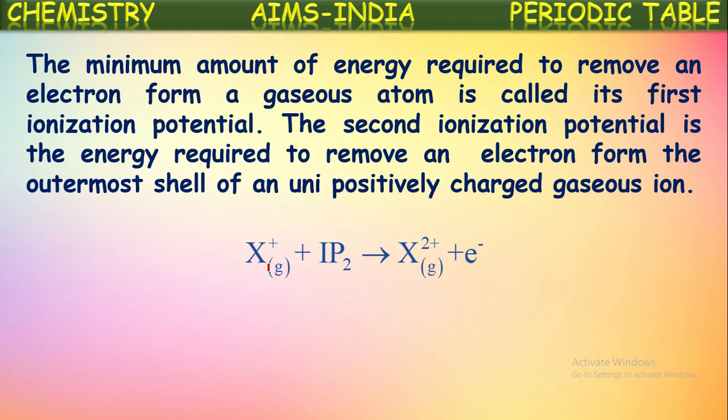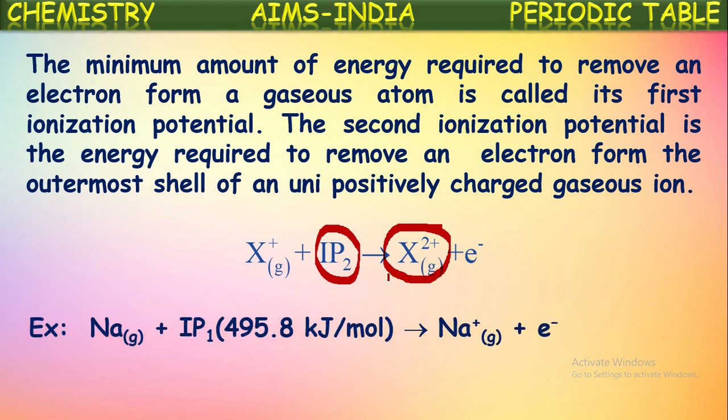Earlier we have seen in ionization, one electron is lost by X by the gain of a certain amount of energy, that is called ionization potential 1. If you supply some more energy, then it loses one more electron and converts X+ to an ion. The energy required by this uni-positive ion to remove the second electron is called second ionization energy or second IP.